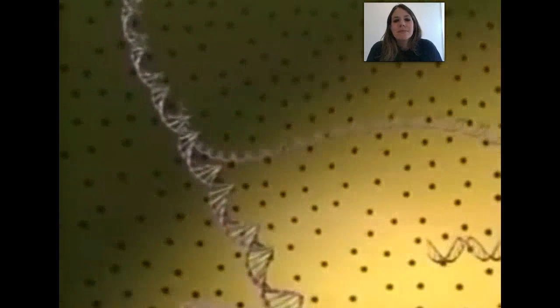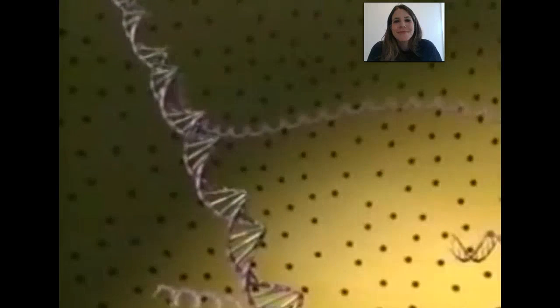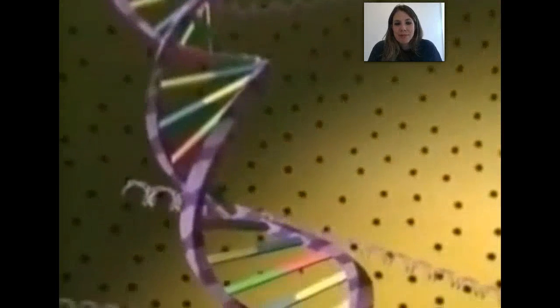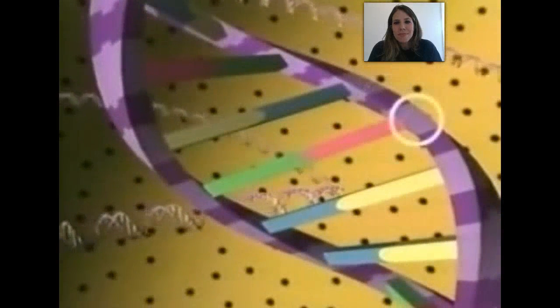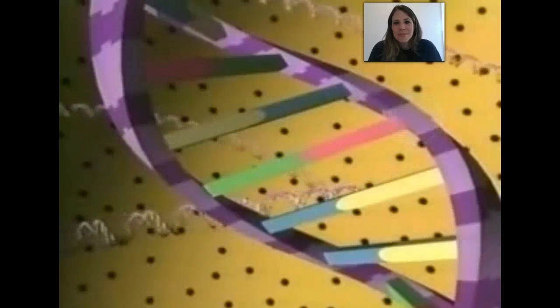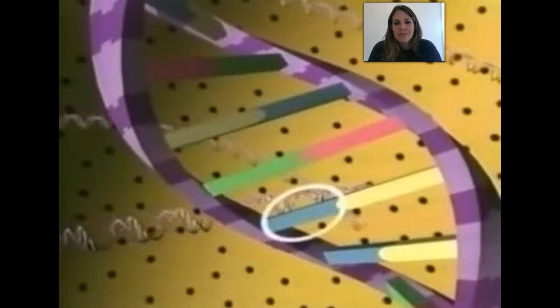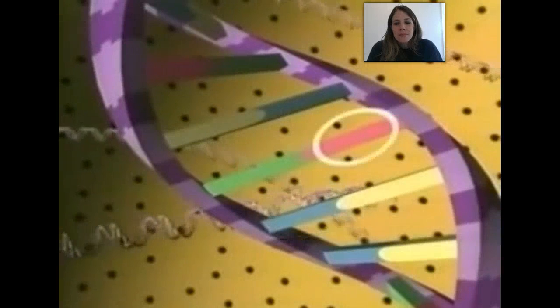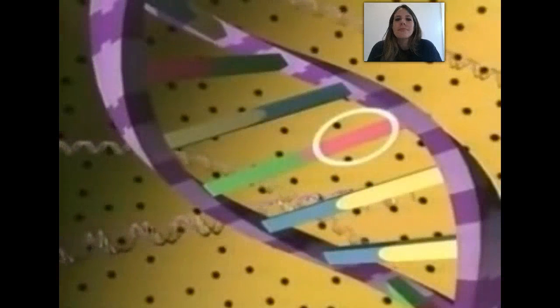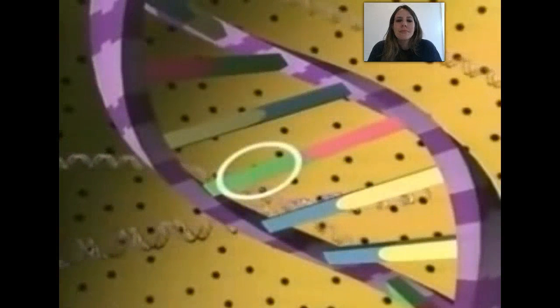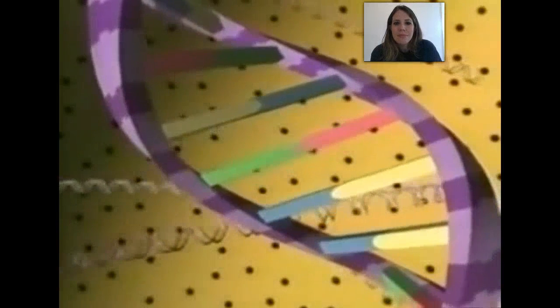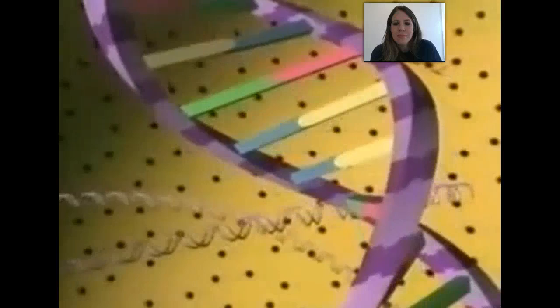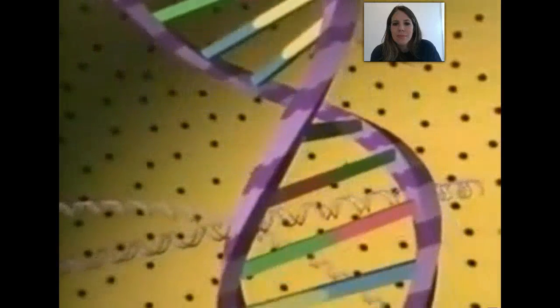DNA contains two strands of building blocks called nucleotides, arranged like a spiral staircase. Each nucleotide includes three parts: a phosphate group, a sugar molecule, and one of four bases: adenine, guanine, cytosine, or thymine. The sugar phosphate bonds form the double backbone of the molecule, the handrails of the staircase.